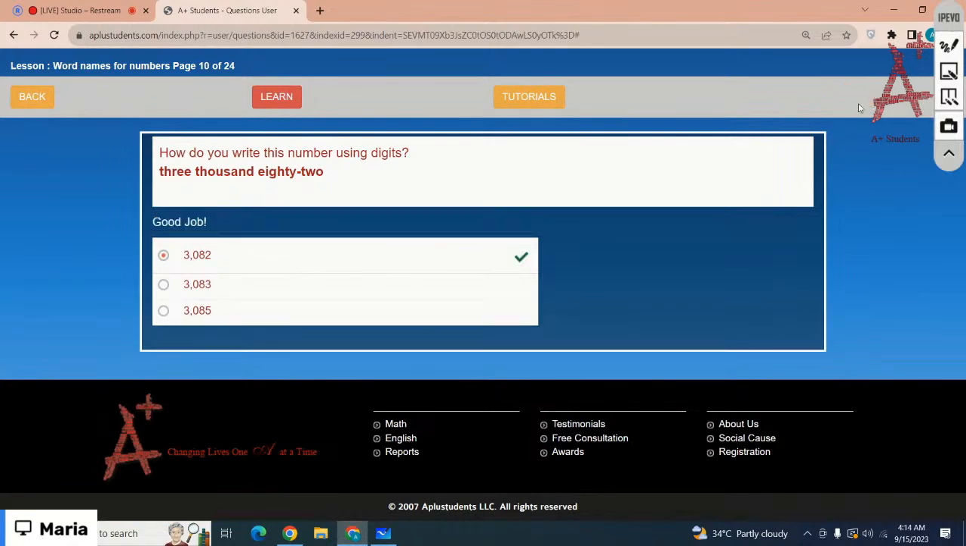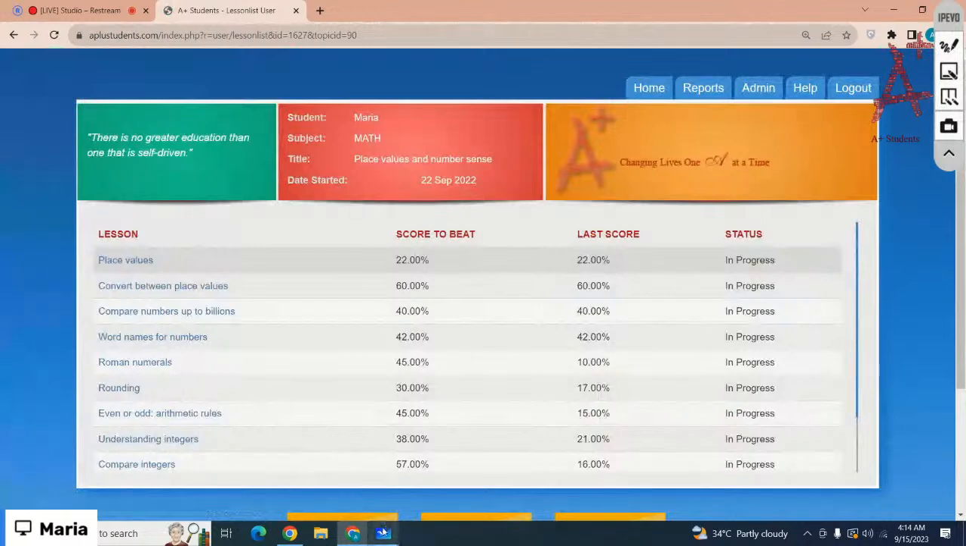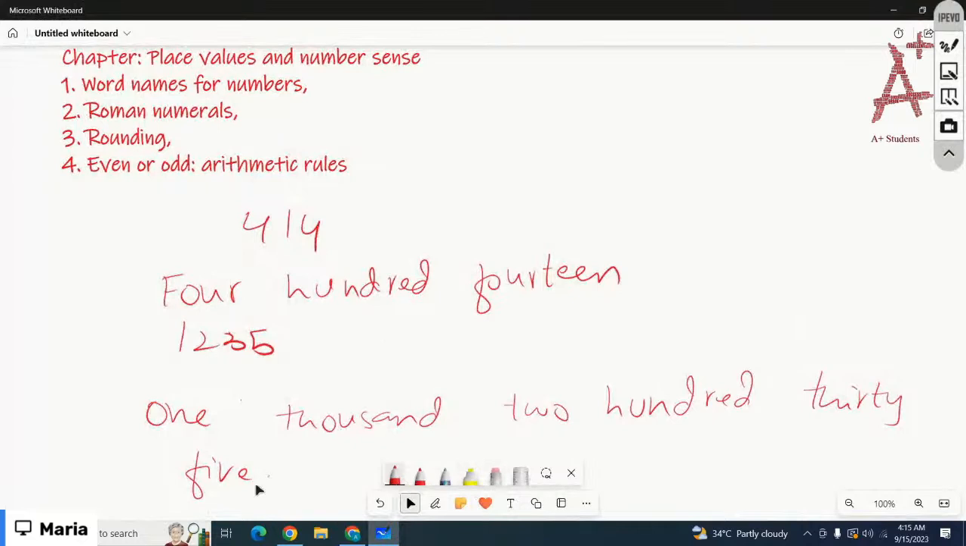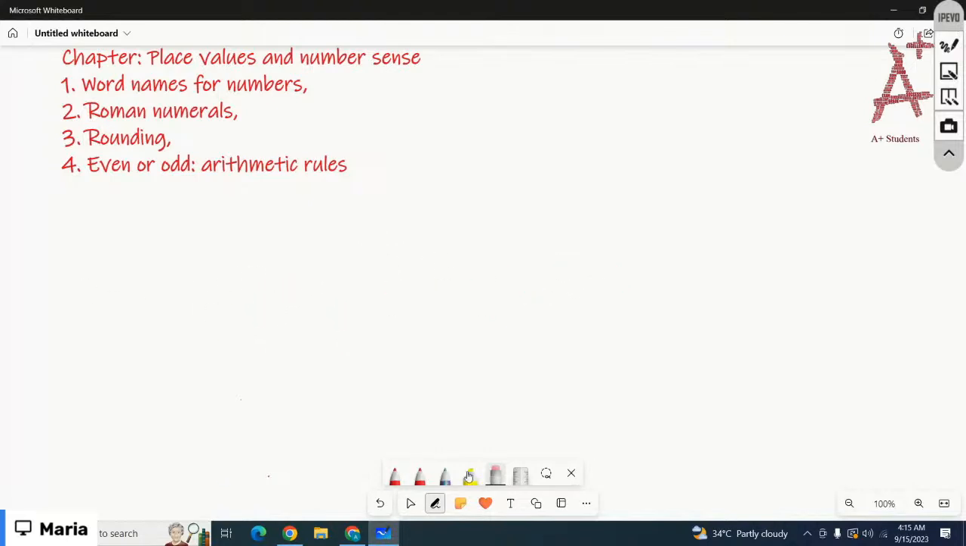You can complete the lesson by yourself later today. Let me move on to the next lesson, Roman numerals. Roman numerals are another form to write numbers, a different way to write down numbers. So what are Roman numerals? You have to write down the number using different symbols.